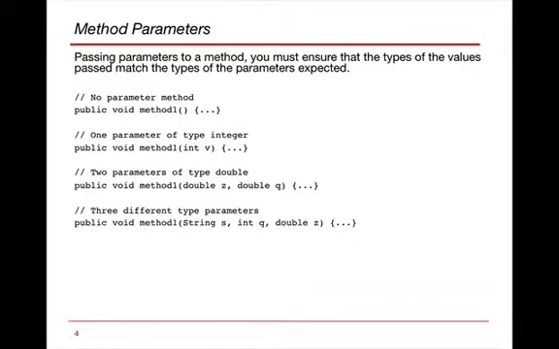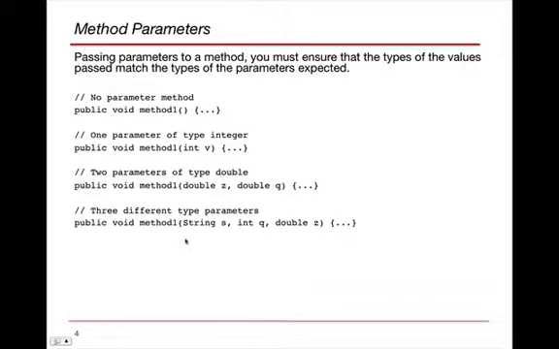We will declare method 1 here with no parameters. In this case, we are declaring method 1 with one parameter, which is of type integer, which within the code of the method, it will use the variable v as the value that's passed in. We have, in this case, two parameters, double z and double q. Again, it will use z and q within the code that is defined here.